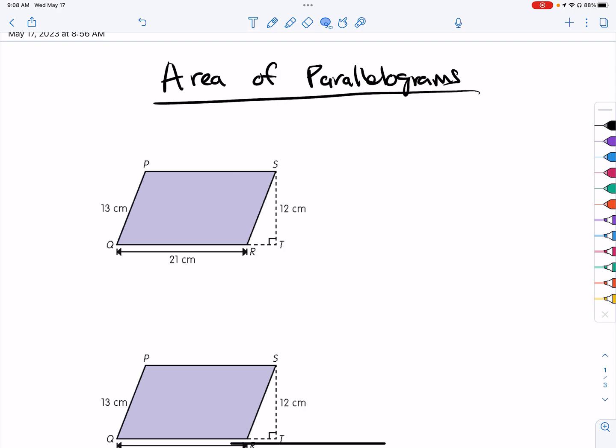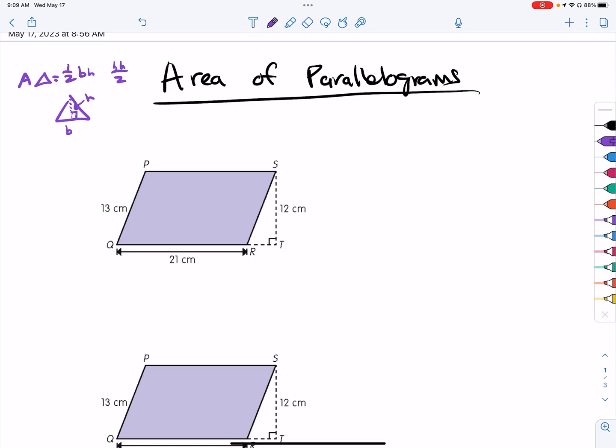Last video we talked about finding the area of triangles. Today we're going to be talking about finding the area of parallelograms. So quick recap, when we were finding area of triangles, we used the formulas 1/2 base times height or base times height divided by 2. And that was where the base was one of our sides and then the height was that distance perpendicular.